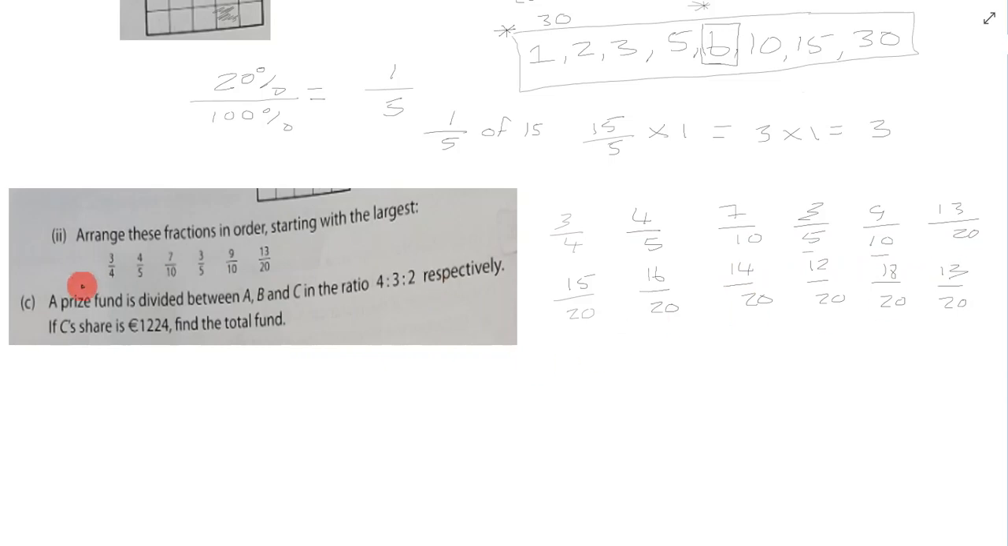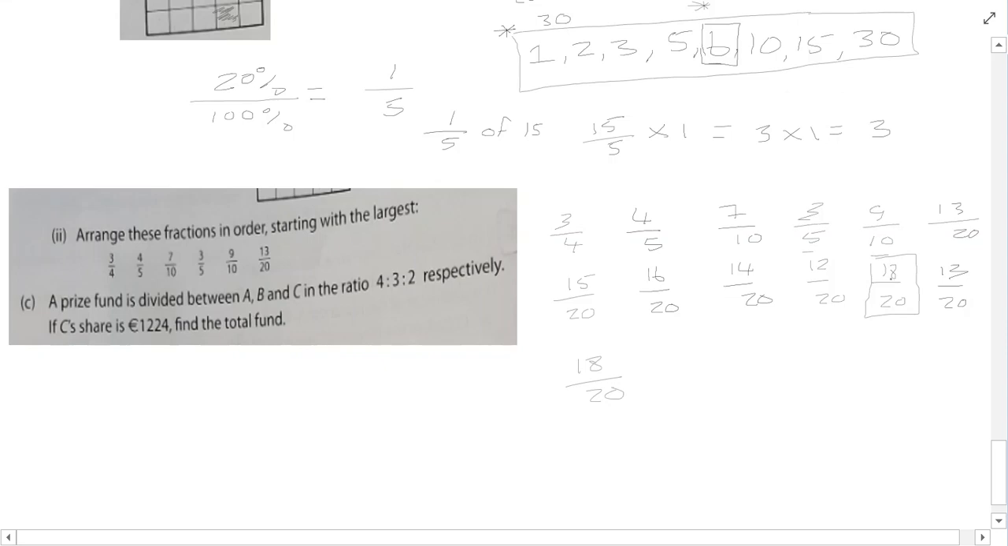And it asks us to arrange the fractions in order starting with the largest. So we start with the largest number. So it's 15 twentieths, 16 twentieths, 14 twentieths, 12 twentieths, 18 twentieths, and 13 twentieths. So which number is the biggest? 18 twentieths is the biggest. So we arrange it as per the question asked. So 18 over 20 is the largest. So that's that one.